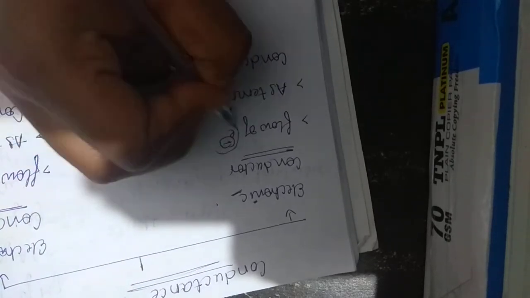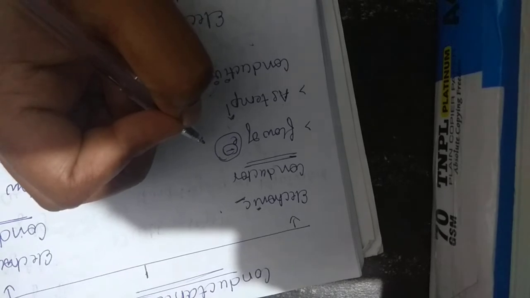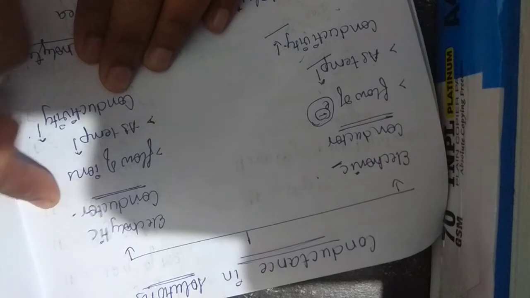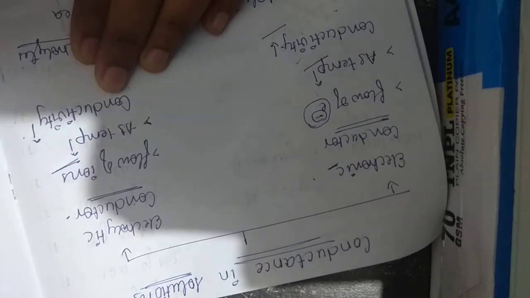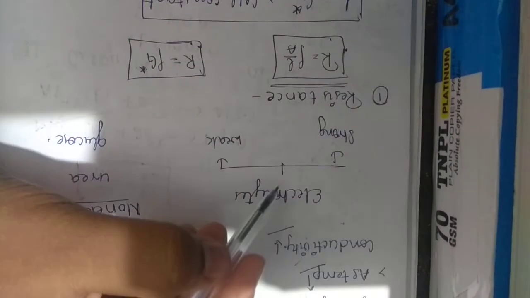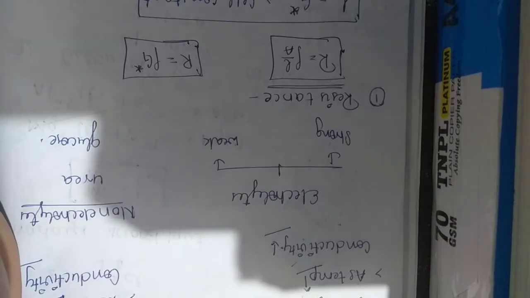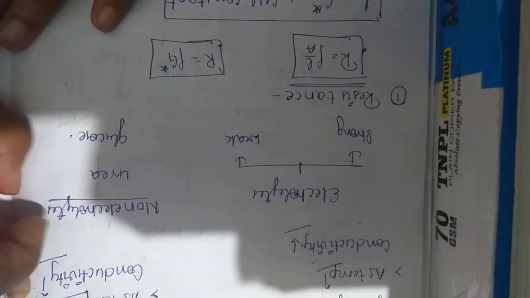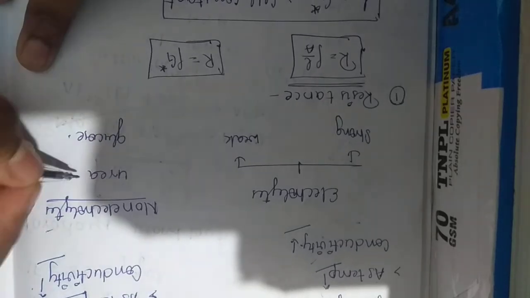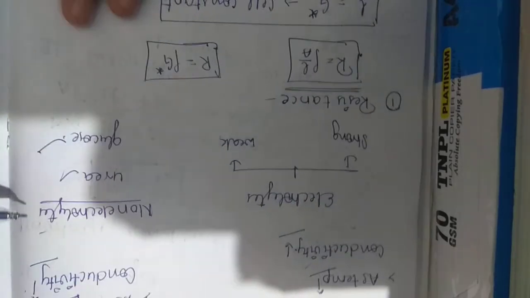Just remember, electronic conductor, flow of electrons. And if temperature is increased, conductivity decreases. Electrolytic conductor is flow of ions. As temperature increases, conductivity increases. Next, in electrolytes we have two types. One is strong electrolytes and one is weak electrolytes. You have learned this in equilibrium again, and I'll teach you when I do that chapter. And non-electrolytes are, for example, urea or glucose. There are many other non-electrolyte examples.